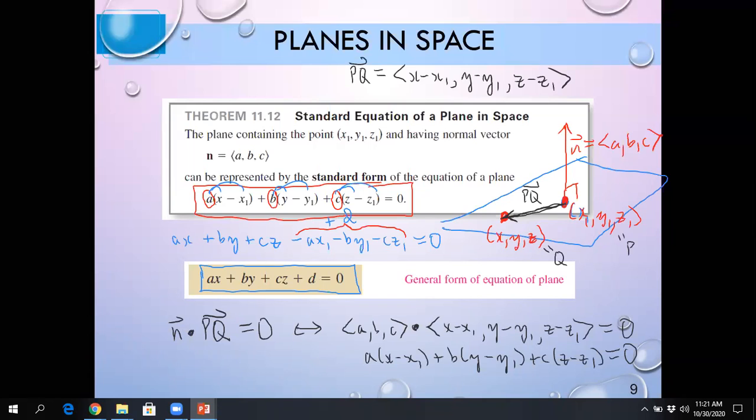Really, this shouldn't be all that surprising to you. AX plus BY plus CZ plus D equals 0. I mean, basically, that's almost like what we had for a line in two-dimensional space, wasn't it? There it was just AX plus BY plus C equals 0, essentially. That was like the standard equation of a line. Yeah, AX plus BY plus C equals 0. Here we just have a CZ plus some other number equals 0. Okay.